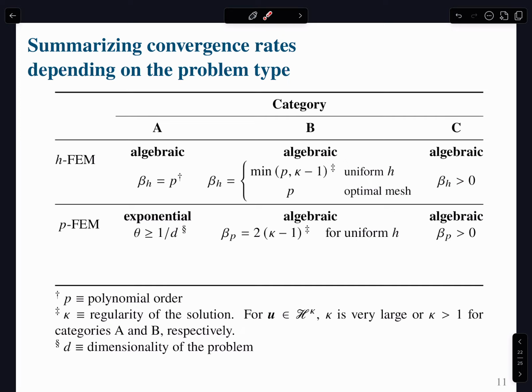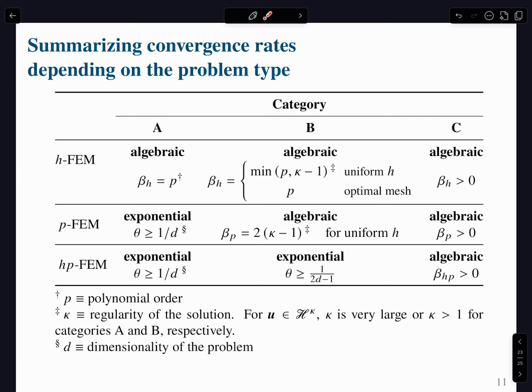Again, category B were those problems where the solution was analytic, except for sets of zero measure where the solution can go wild, right? And then finally, similarly to the h-FEM, p-FEM also exhibits algebraic convergence rate for the more nasty problems in category C. Let's talk about h-p-FEM.